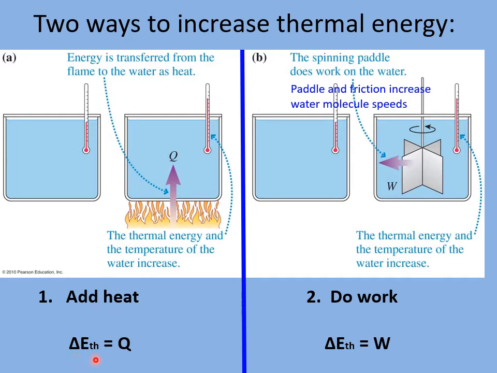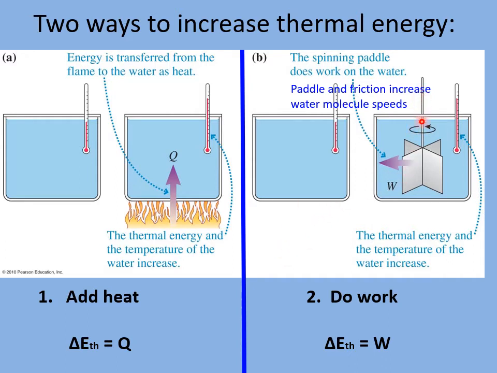So the first way to increase the thermal energy of a system is simply to add heat. And so the change in thermal energy, delta E thermal, of this system is equal to Q. And Q is the amount of heat in joules added to the water. But there's another way we can also increase the thermal energy. We can do work on the system.